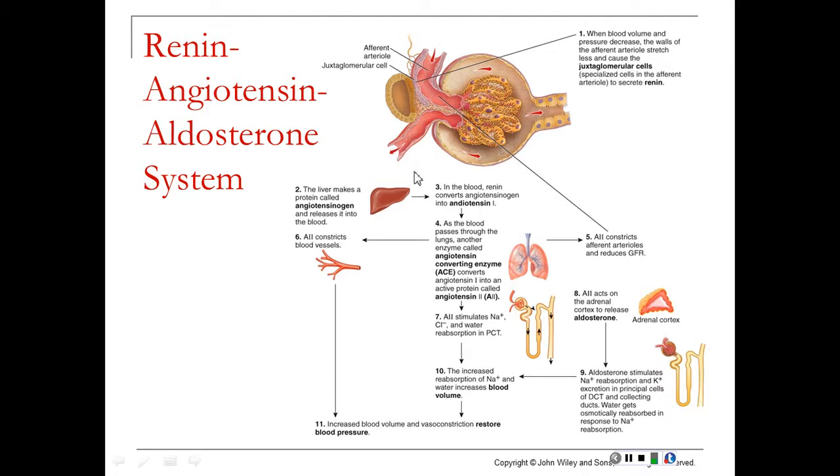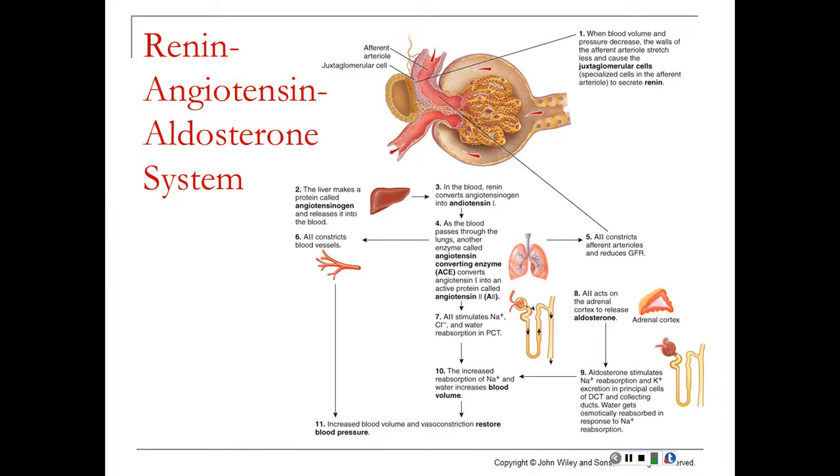The liver makes angiotensinogen. Angiotensinogen is going to be converted by renin to angiotensin 1. Angiotensin 1 floats in the blood up to the lungs, where it meets up with another enzyme called ACE, angiotensin converting enzyme. Angiotensin converting enzyme converts angiotensin 1 into angiotensin 2. Angiotensin 2 stimulates the secretion of aldosterone from the adrenal glands. Aldosterone is going to stimulate the reabsorption of sodium and therefore the reabsorption of water at the kidneys, so you're going to get an increased blood volume, ultimately restoring blood pressure.